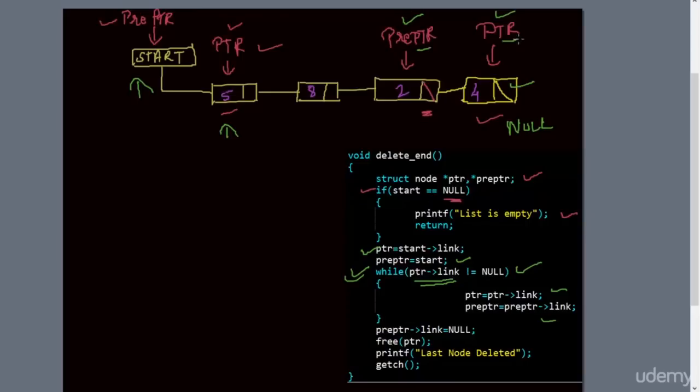Once we have reached this optimum position, we simply need to do two more things. First would be to mark the link of pre-PTR as null, which we are doing in here: pre-PTR's link equals null. And second would be to free up the last node. And where is the last node? The last node is the node where PTR is pointing. So we will free up PTR.